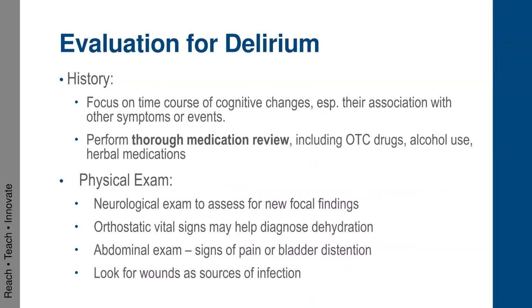Orthostatic vital signs may be helpful to diagnose dehydration and volume depletion. It's always important to do an abdominal exam, looking for signs of pain or bladder distension. And also looking for wounds as sources of infection, really looking over the skin, looking perhaps in the mouth, sometimes abscesses. Other things that may be hidden sources of infection should be looked for when we're looking for a source of delirium.